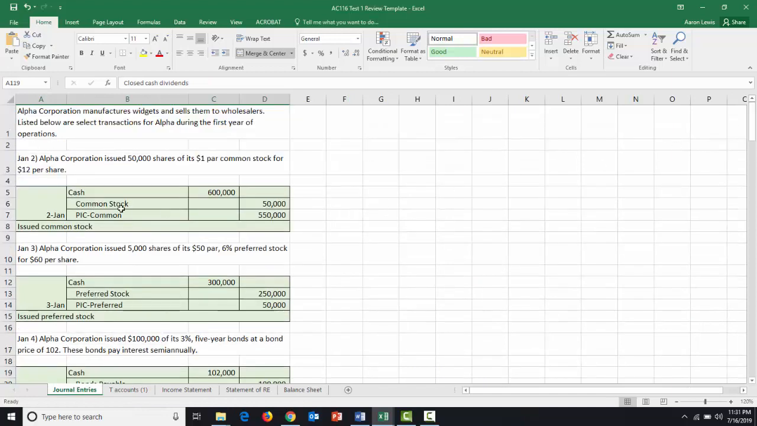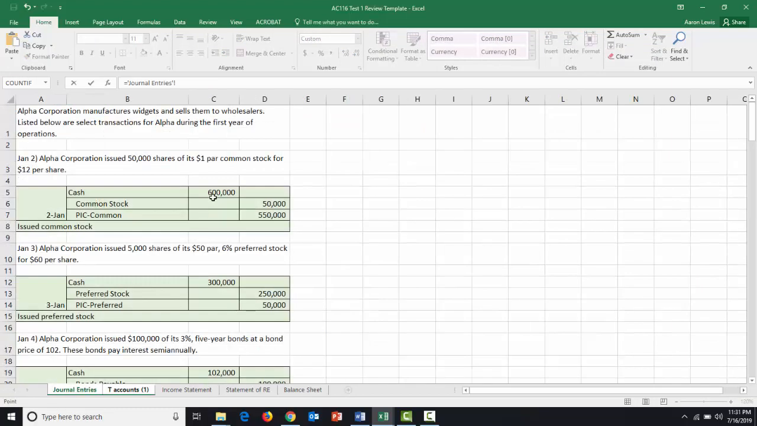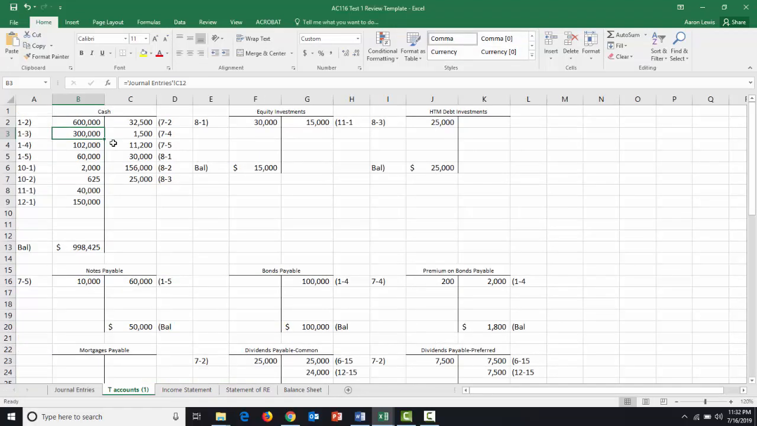In this case, in our first journal entry, Alpha Corporation issued common shares and they got $600,000 in cash. It was debited, so we go to the debit or left side of our T account. I would hit equals. I would click the journal entries tab. I would click the amount of the debit, which was $600,000, and now we know we're ready to copy because of this little green line spinning around it. We hit enter and it brought the $600,000 over.